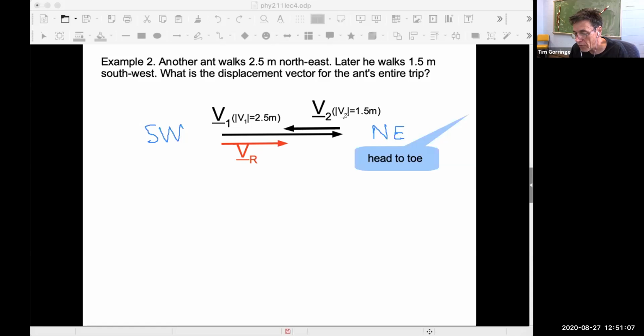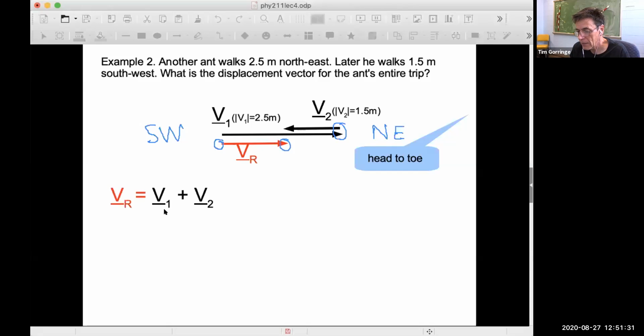And because I'm thinking of the addition, I drew the second vector's toes on the head of the first vector. And then the resulting vector is this guy here, VR, running from the tail of the first to the tip of the second. And now we just got to do the mathematics of adding up those two oppositely directed vectors. So we want to figure out the magnitude and the direction of this resulting vector here.